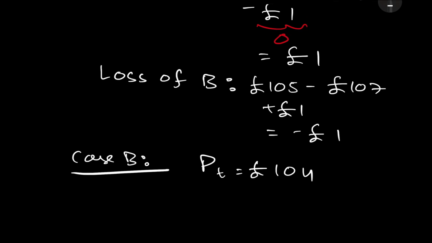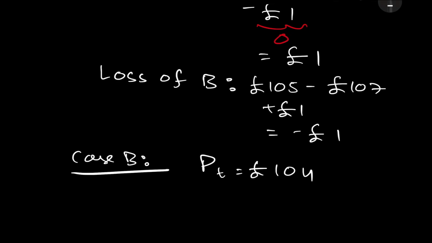A has a right to buy. If the price of the asset is 104 at time t, of the asset, not of the option. So now A has an option to buy it at 105, right? But the market price is 104. So A can buy the asset in the open market for 104, right? Instead of buying it from B for 105.